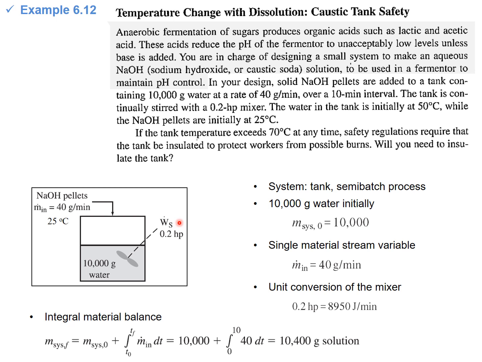0.2 horsepower. You should convert the horsepower into SI units in this case. So that value is 8950 joule per minute. The conversion factor, you can find on the internet.